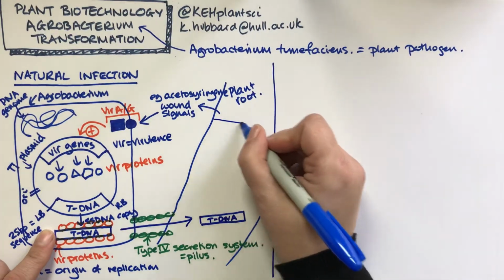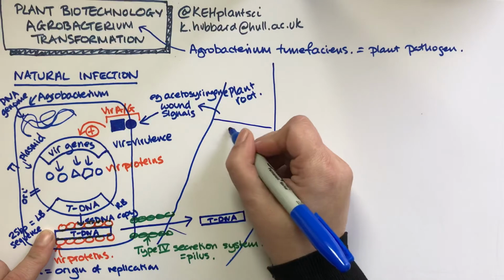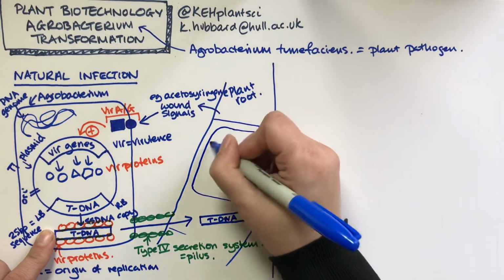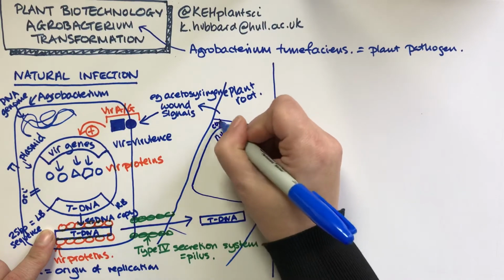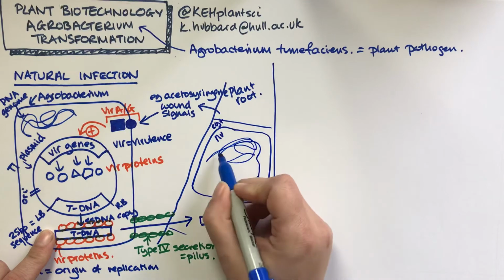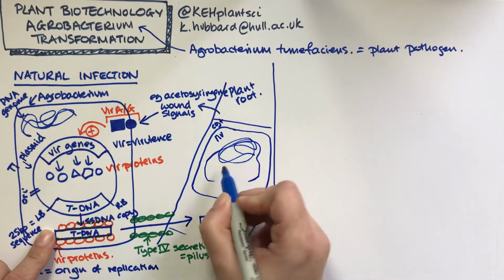So if I just divide this up as a cell here, and then here we've got the nucleus. This is the cytosol, and we've got a bunch of DNA. Let's just try to show it like that. So this is the plant genome.